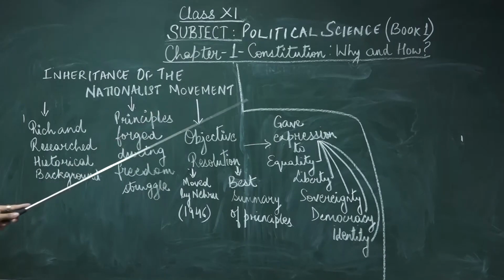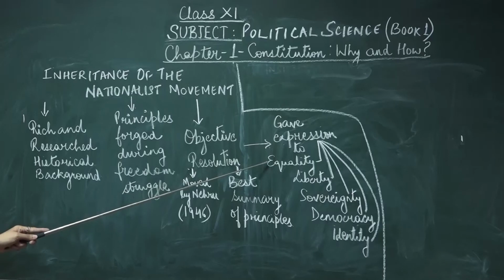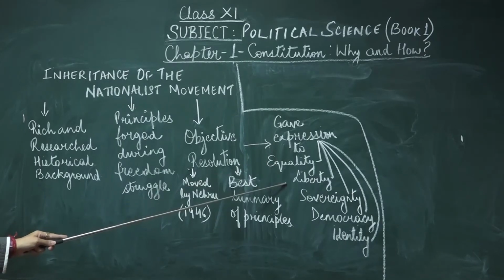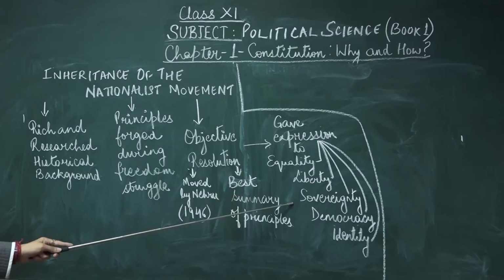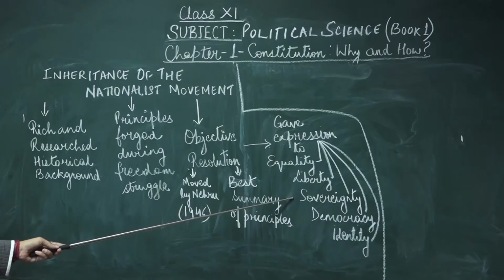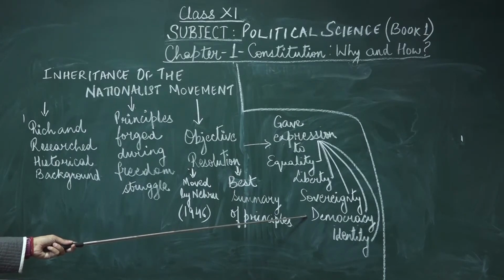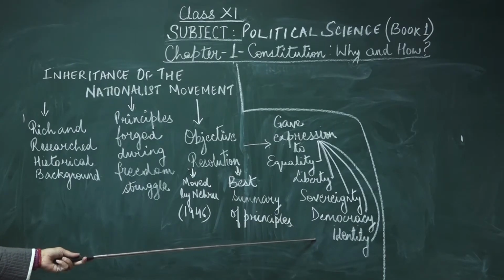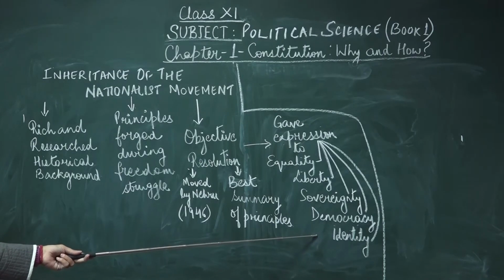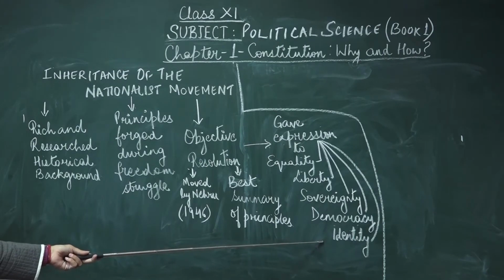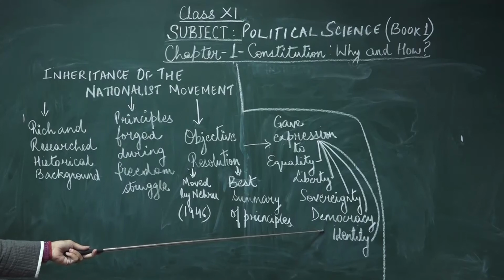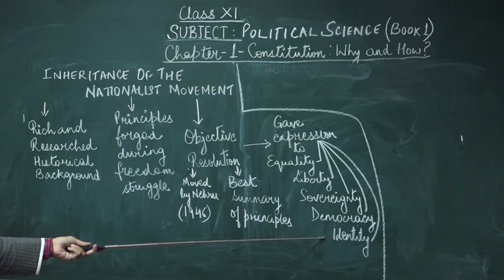The objective resolution gave expression to terms like equality, liberty. Liberty is freedom from all kind of difficulties for the people. Sovereignty, that is the country has its own identity. Democracy, the form of government that we adopted. And cosmopolitan identity to the people. Everybody was considered equal and everybody was given a cosmopolitan identity known as Indians to the people of the country.